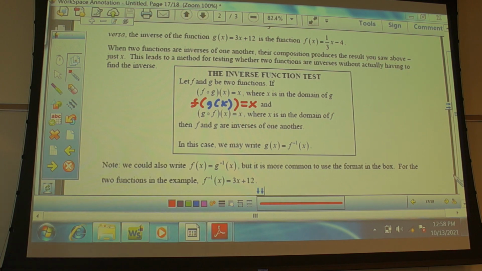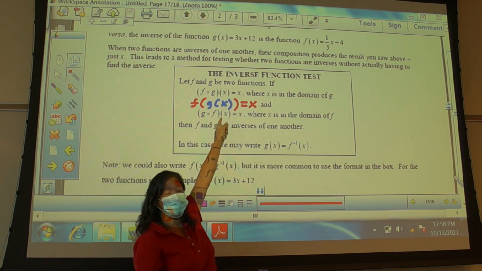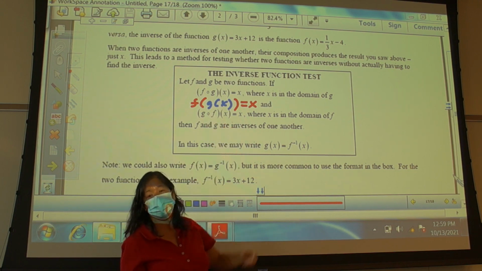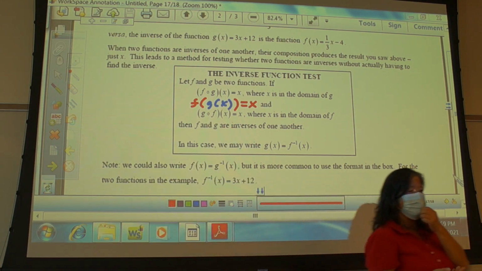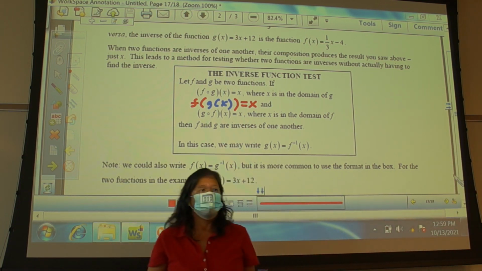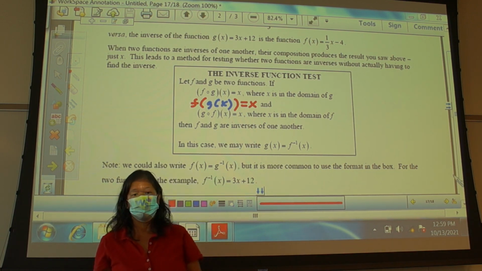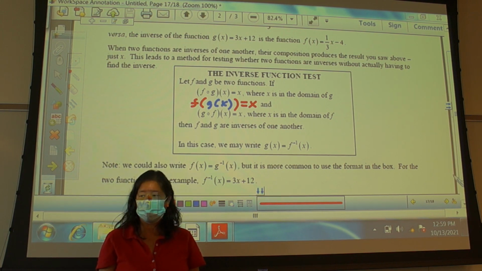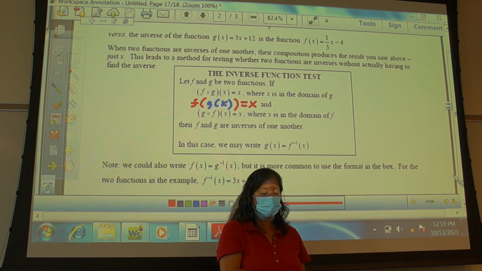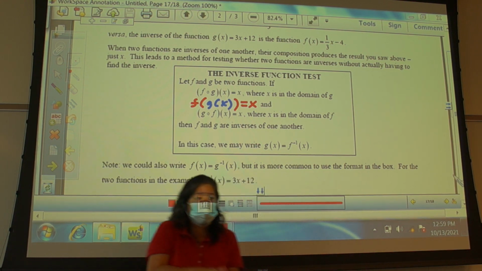So what that means is, remember our composition is first you do g to it, and then the output of g, you put that into f as the input of f. And if you do both of those, then if you get back what you started with, then they're inverses. For example, what's the inverse of adding 3? Subtracting 3. So if I have 100, I add 3, what do I get? 103. If I take that and input it into the subtracting 3 function, if I take 103 and subtract 3, what do I get? 100, what I started with.